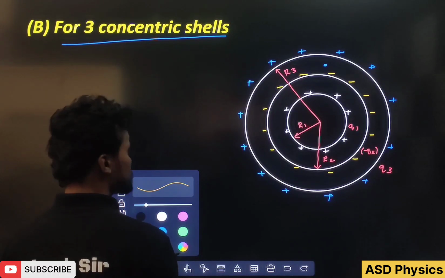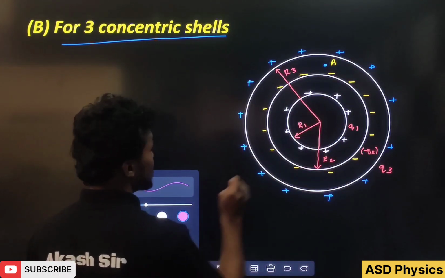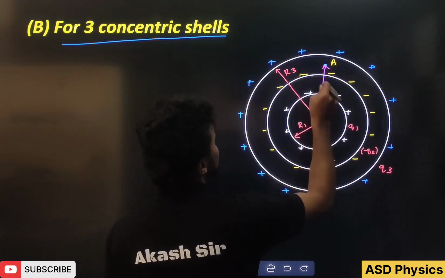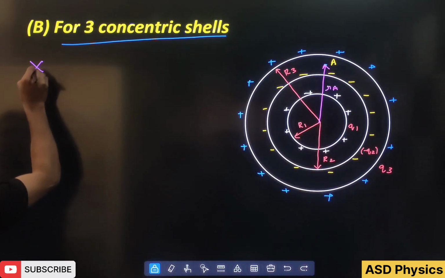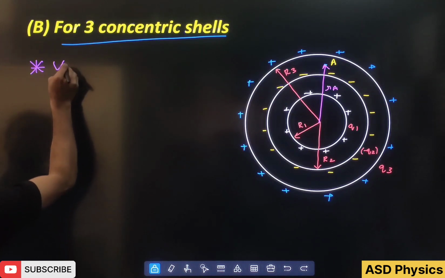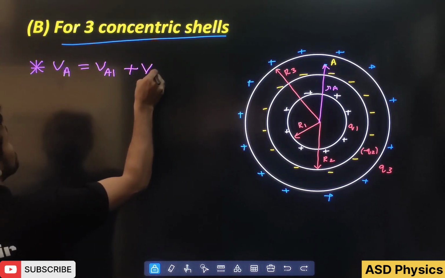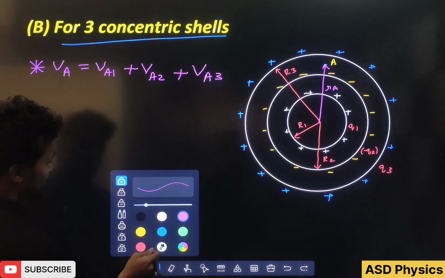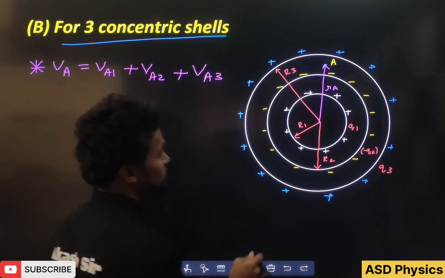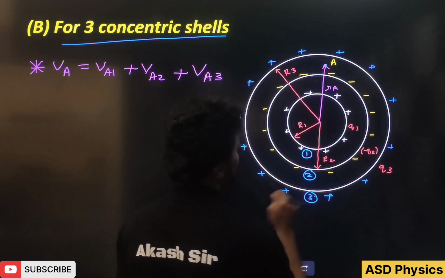Let's take students, this point is A. And this length is RA. So students, first one, see here again. Potential at point A, that means VA, is VA1 plus VA2 plus VA3. Why? Because 3 are there. Now, students, again let's give names here. This is first one, this is second one, and this is third one.